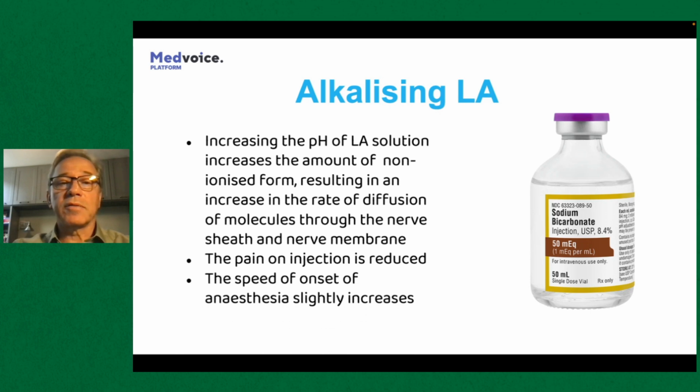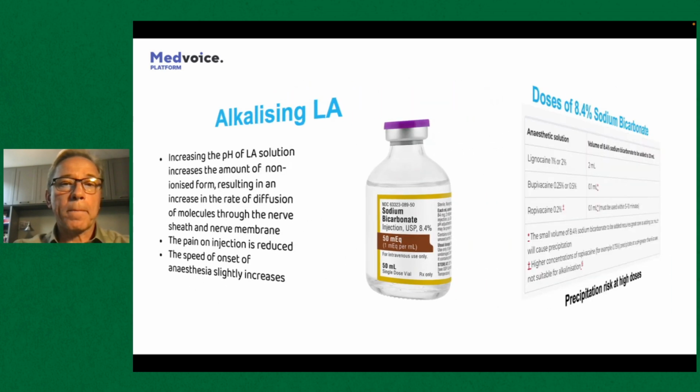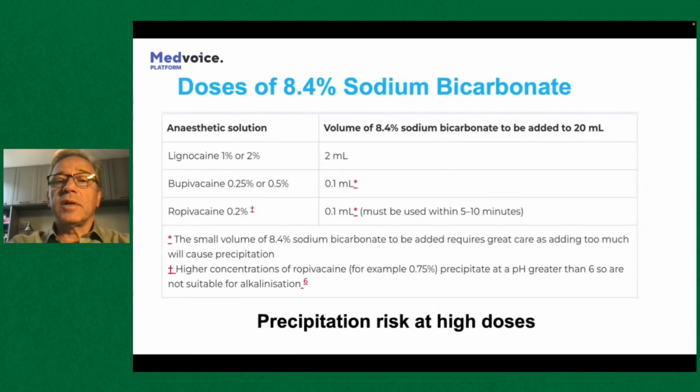Hence, there are many different solutions. One known for obstetric anesthesia is something called Rochan solution, where local anesthetic is mixed with sodium bicarbonate and also adrenaline. The doses of 8.4% sodium bicarbonate are slightly different. If you're using lidocaine 1 or 2%, you only need to add 2 mils of sodium bicarbonate. If you're using bupivacaine or ropivacaine, you only need 0.1 mil per 20 mils.